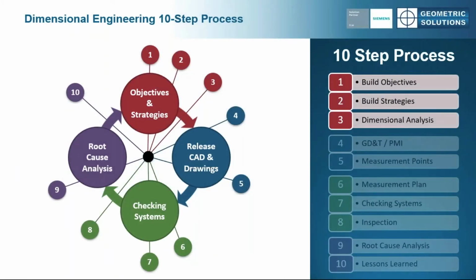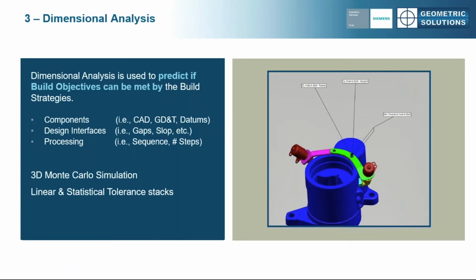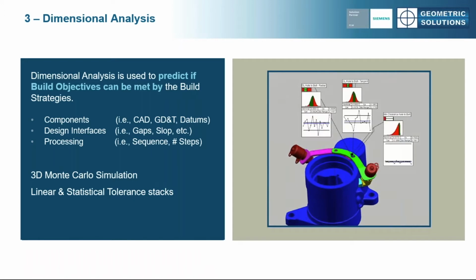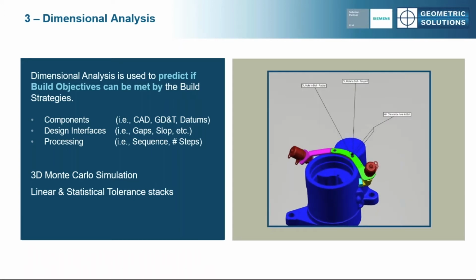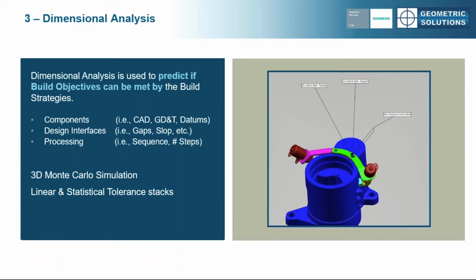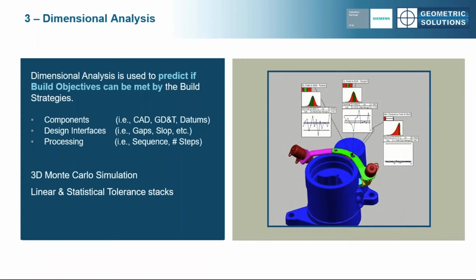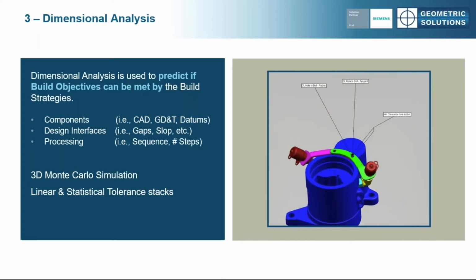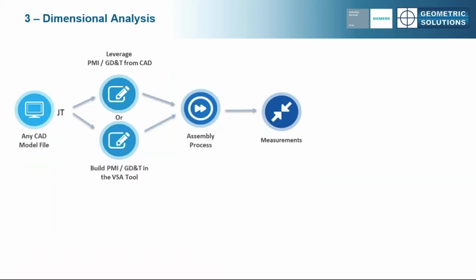Okay, so the next item here is dimensional analysis, number 3. So let's talk about that. Basically, we use it to predict if we can meet the build strategy. I take the build strategies, and I take the components, the design interfaces, the gaps, the slop, and the processing, and put it together. What we're going to talk about here is 3D Monte Carlo simulation, a product called VSA, which works within Teamcenter, so it's a great PLM tool. But we can do Excel spreadsheets and stack up programs, many tools to do this. You can see here in that simulation that's running on the right, I'm actually getting data to see how well these holes line up with the parts based on the variation of the assembly.